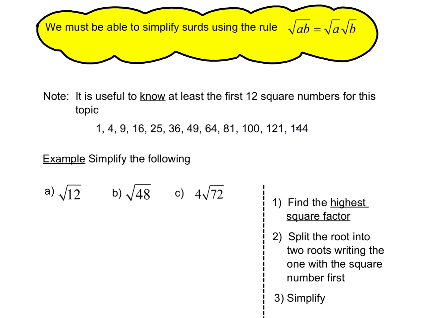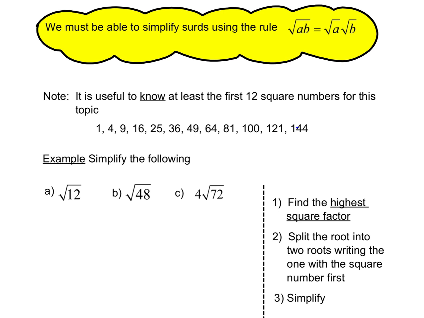Here we're going to look at simplifying surds, and to do that we're going to use this rule here, which is the square root of a times b is equal to the square root of a times the square root of b. Now, it's useful to know at least the first 12 square numbers for this topic. These are written here, so this is basically 1 squared, 2 squared, 3 squared, 4 squared, etc. all the way up to 12 squared.